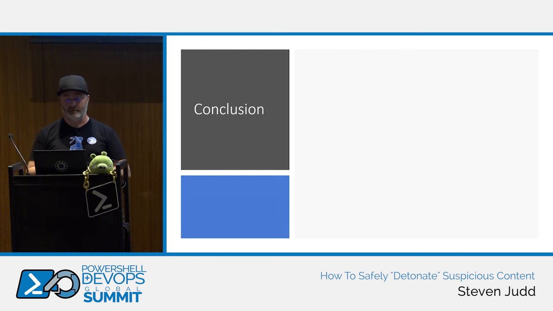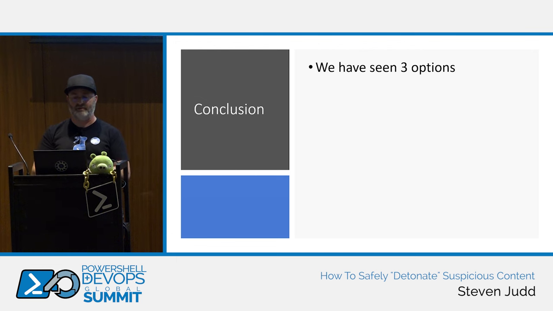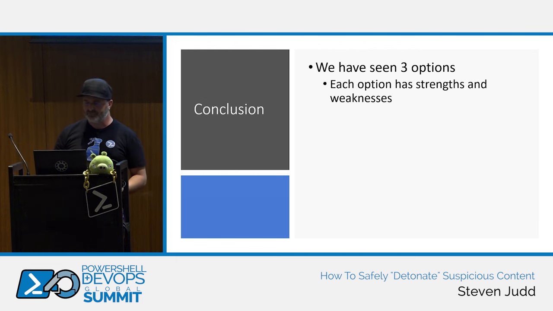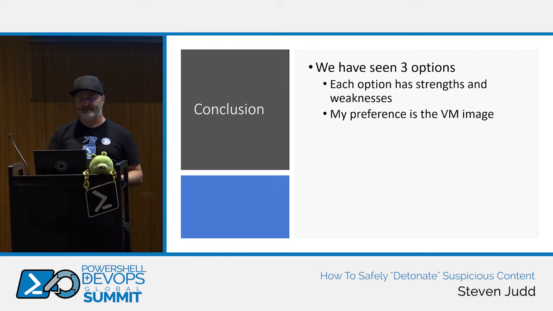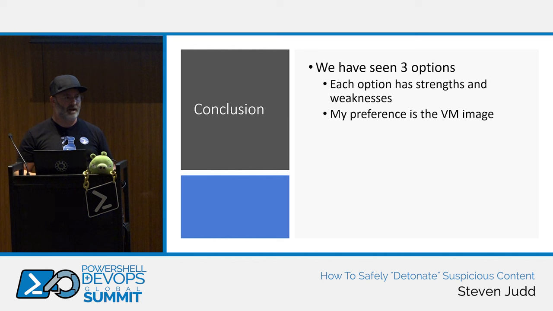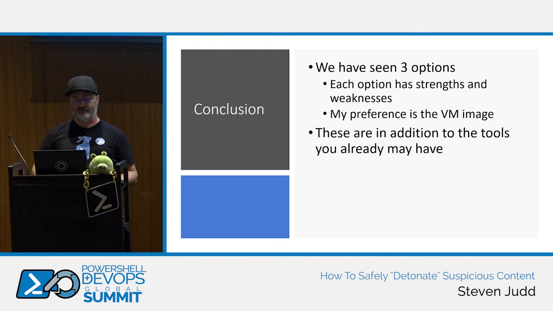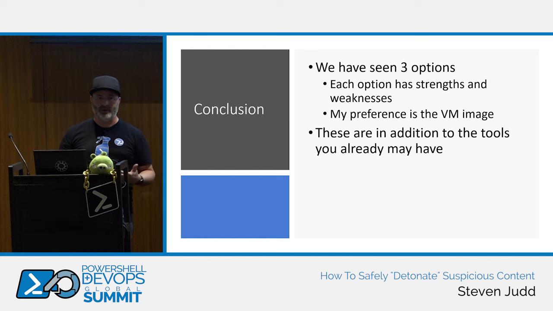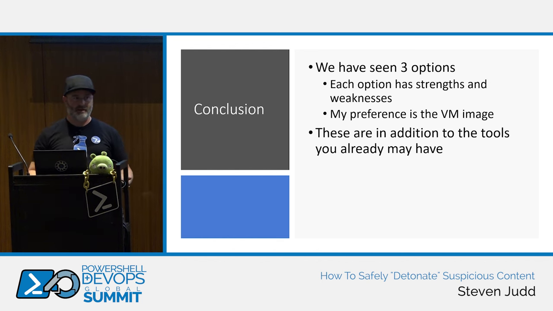All right, let's conclude and get to the questions if we have any. So we've seen three options. Each option has strengths and weaknesses. My preference is the VM image for the things that I talked about. I love it. It works great. I've used it for quite a while. These are in addition to the tools you may already have. Now, did I rain on anyone's other tools? No. Use those too. But this is great. And if you want to have it for your personal use, this is extra great.